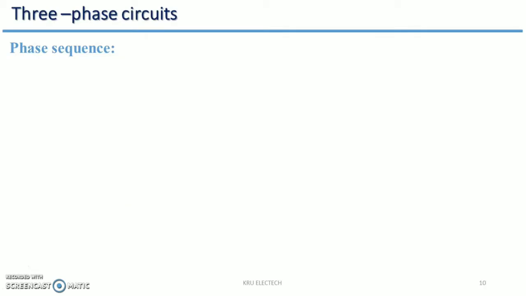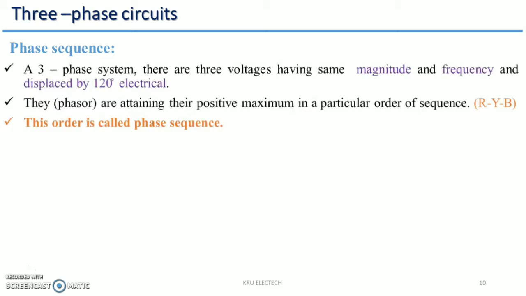First, we have to understand what the phase sequence is. In a three-phase system, the voltages have the same magnitude and frequency and are displaced by 120 electrical degrees, and the phasors attain their positive maximum in a particular order, like R, Y and B. This is one sequence, and another sequence is R, B and Y. This order is called the phase sequence.